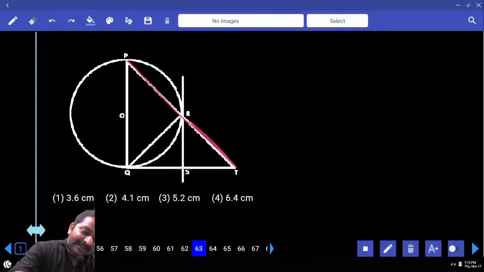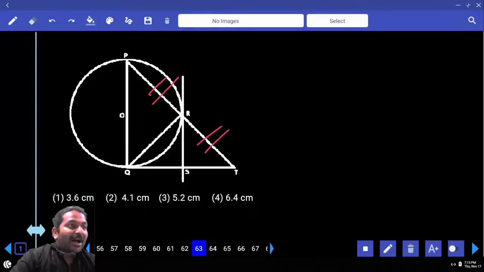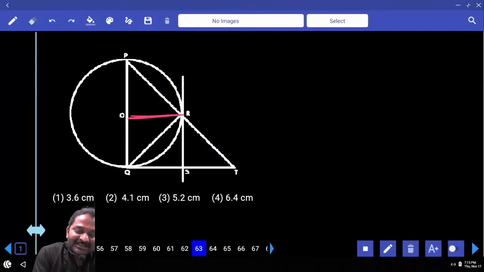If PT is the hypotenuse, it meets the circle at R, right? Then PR is equal to RT. Agreed? Remember, OR, can I call it the radius? Yes. Now, PQR is divided into two triangles with OR common. This is one triangle, here is another triangle. OR is the common side, right? And PO and OQ both are the same. And OR is the common side, right?